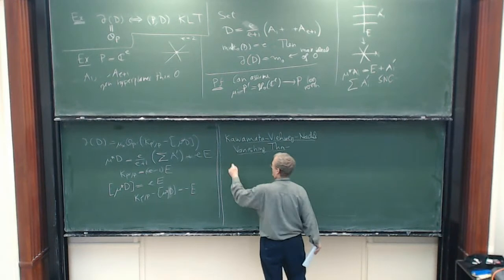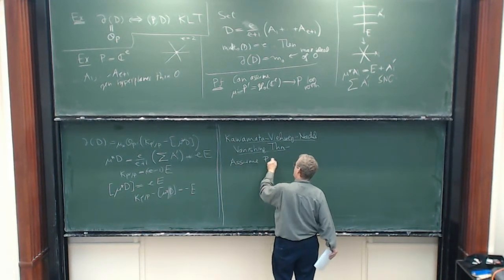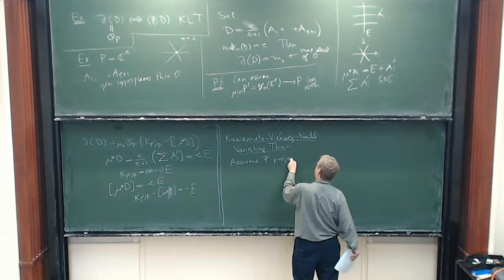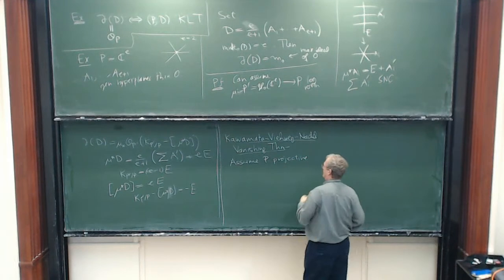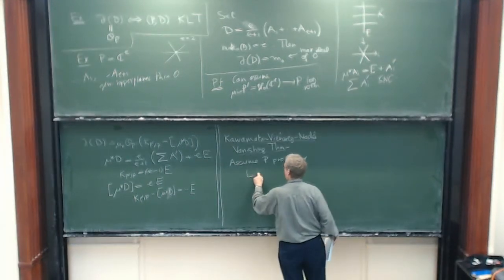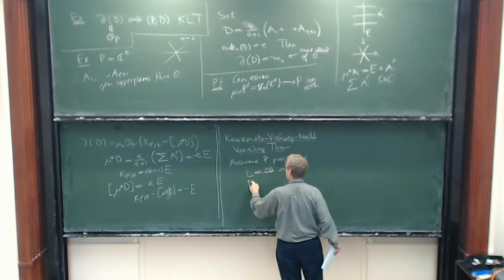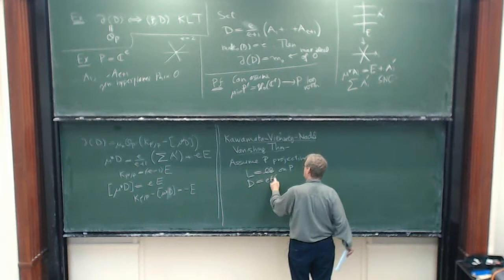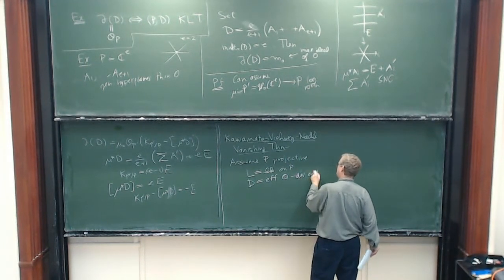So here it is in the global setting. So we assume that we're working on a smooth projective variety, so P is projective. OK, and so this is a global theorem. And let L be a line bundle on P. And we'll let D be, again, an effective Q-divisor on P.